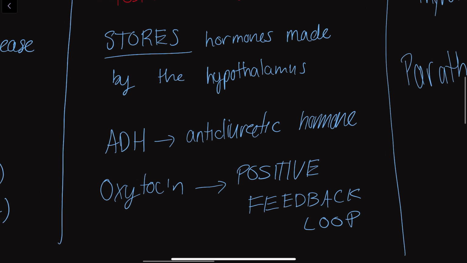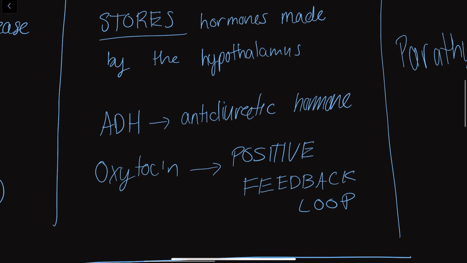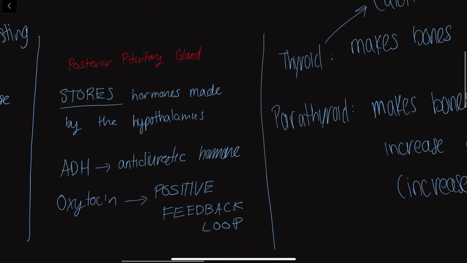So oxytocin is involved in the positive feedback loop of when a woman gives birth. What happens is that there's a contraction made by the baby as it's starting to come out, right? That contraction signals the hypothalamus to produce oxytocin. Oxytocin is going to travel down and drive stronger contractions, right? And this will produce more oxytocin. It's going to be a positive feedback loop until the baby comes out. Those are the 2 hormones that you should know about the posterior pituitary gland.